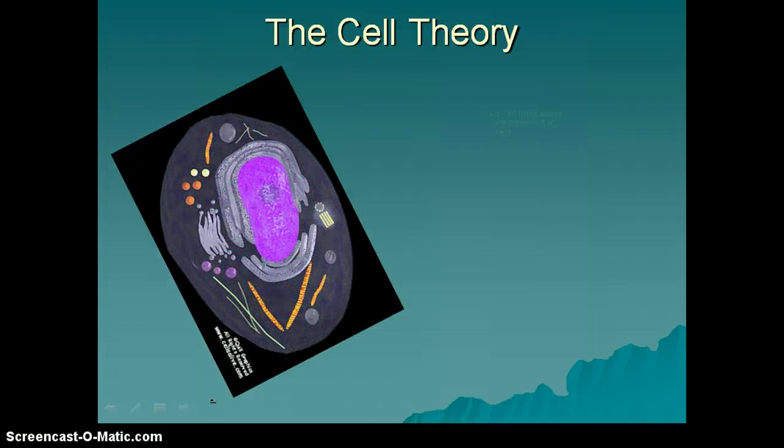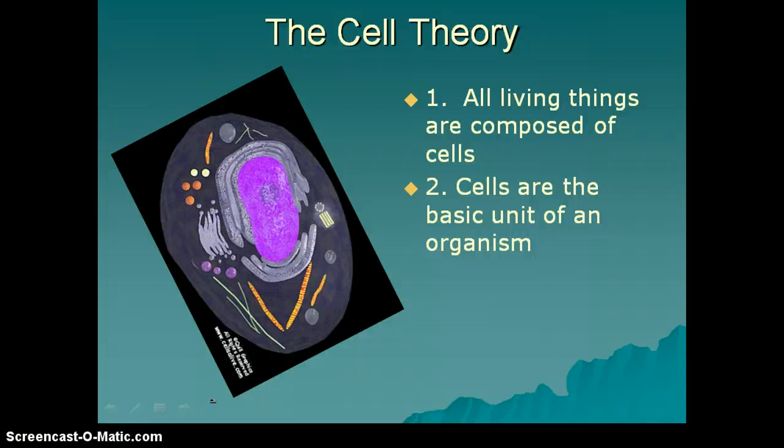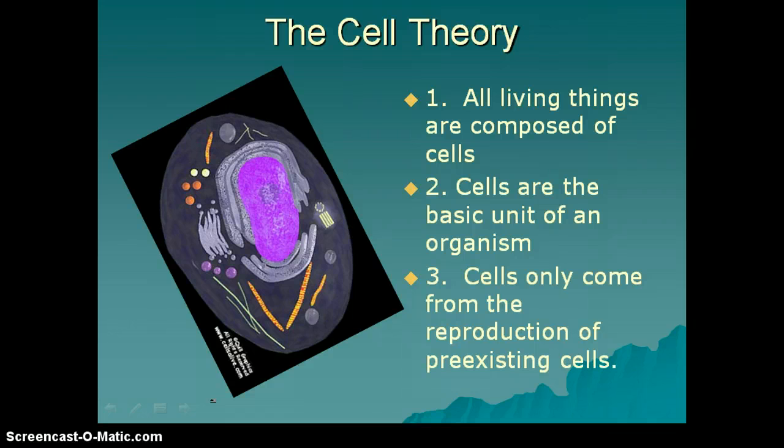And the cell theory has three parts. All living things are composed of cells. Cells are the basic unit of an organism, so they have the DNA and the structure that's inside that cell that allows for the living thing. And cells only come from reproduction of pre-existing cells.